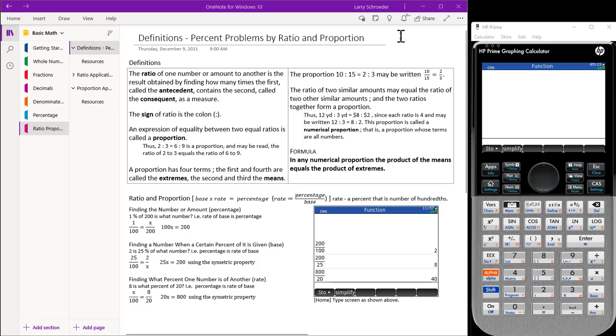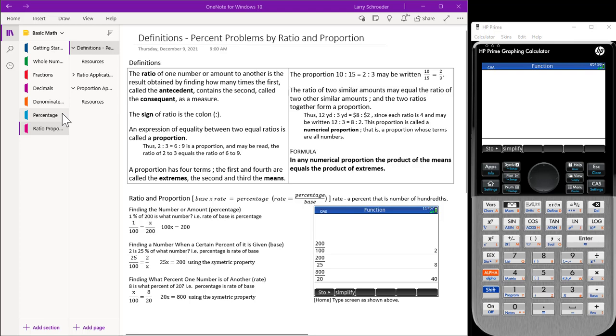This page has our definitions for ratio and proportion. Our equivalent form for 10 is to 15, as 2 is to 3, may be written as a fraction: 10 over 15 equals 2 over 3. The proportion has four terms. The first and fourth are called the extremes. The second and third, the means. In any numerical proportion, the product of the means equals the product of the extremes, a rule that we will be using.